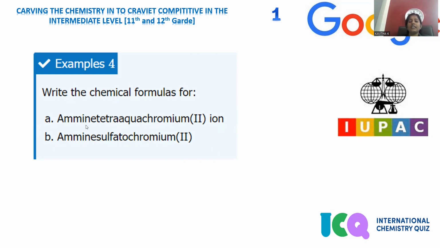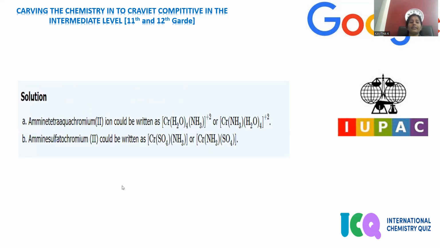Amine means it is the ligand. Tetra-aqua, 4 water are there. Chromium is the central metal in this, and 2 is the oxidation state of the central metal, and it is the kind of ion it is mentioned with. Then amine sulfato chromium(II). Amine means NH3, that is the neutral ligand. Sulfato means SO4 will be there, and it is mentioned with chromium(II). This is the way two compounds are provided, for which the chemical formulas are to be assigned.